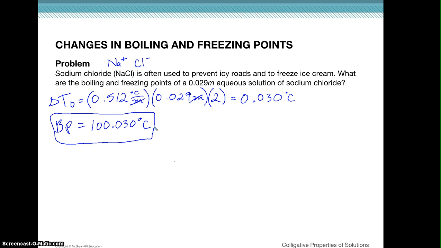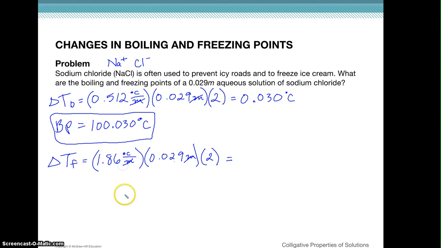All right, now we want to do the same thing for freezing point. So we're going to calculate our delta TF. We're still talking about water, so we use water's KF, which is 1.86 degrees Celsius per molality, times our molality, times the number of particles. Our molality is going to cancel, and when we multiply, we get 0.11 degrees Celsius.